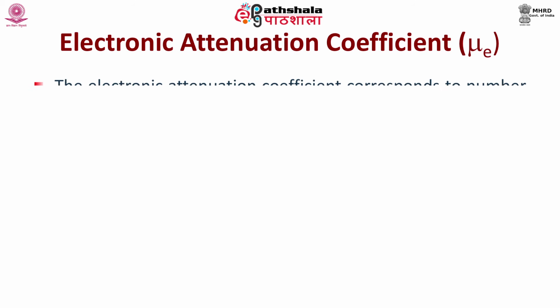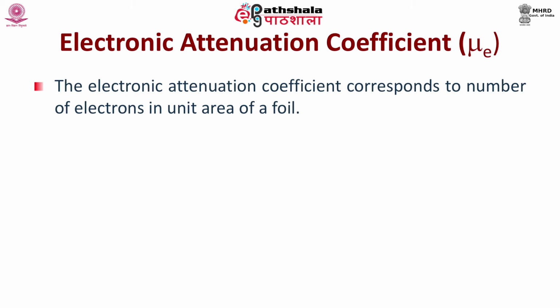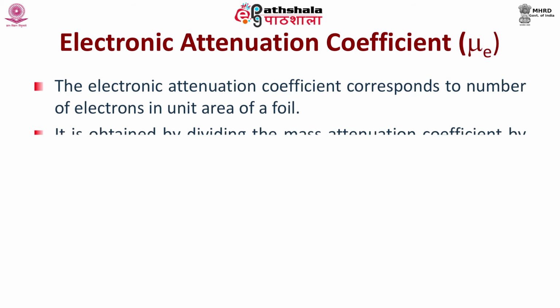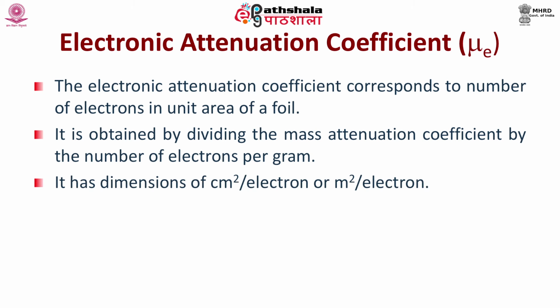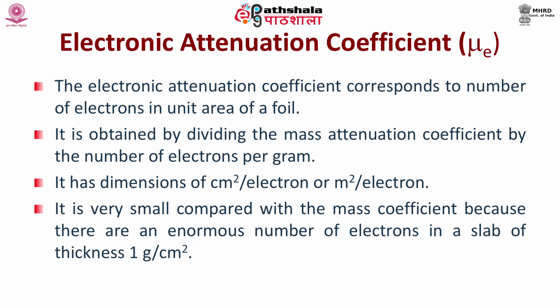The electronic attenuation coefficient corresponds to the number of electrons in unit area of the foil. It is obtained by dividing the mass attenuation coefficient by the number of electrons per gram. The unit for the electronic attenuation coefficient is centimeter squared per electron, and it is very small compared to the mass attenuation coefficient.